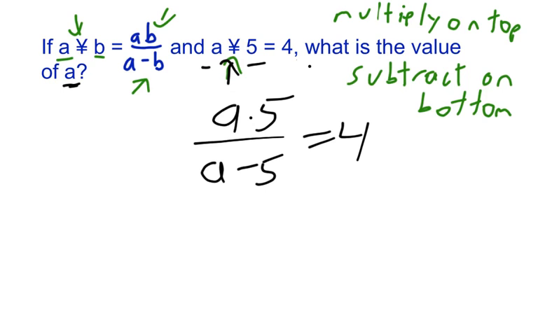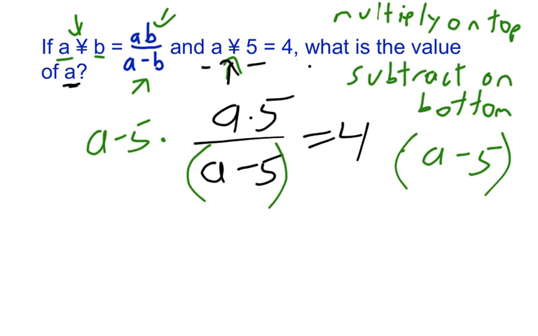Now I don't like the way this looks. I can't just cancel these A's. That doesn't work. That would only work if we were doing multiplication on the top and the bottom. So I do want to get rid of a variable in the denominator. You do not want variables in the denominator. So I multiply by A minus 5 on both sides, and I'm multiplying by that whole thing, so I'm going to use parentheses.